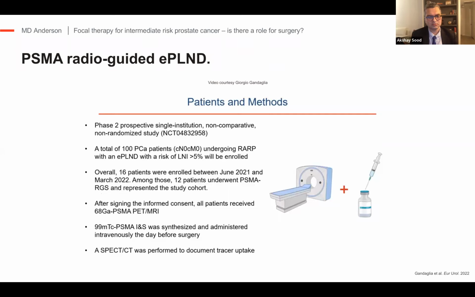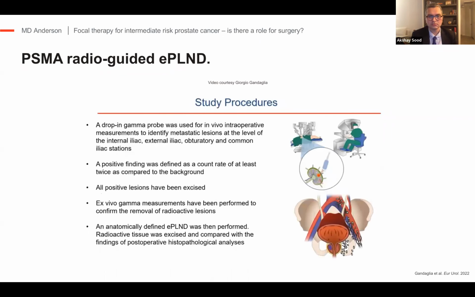After signing the informed consent, all patients received 68Ga PSMA PET MRI. 99m technetium PSMA imaging and surgery was synthesized and administered intravenously the day before surgery. A SPECT CT was also performed to document tracer uptake. Study procedures: a drop-in gamma probe was used for in vivo intraoperative measurements to identify metastatic lesions at the level of the internal iliac, external iliac, obturator, and common iliac stations. A positive finding was defined as a count of at least twice the background noise.